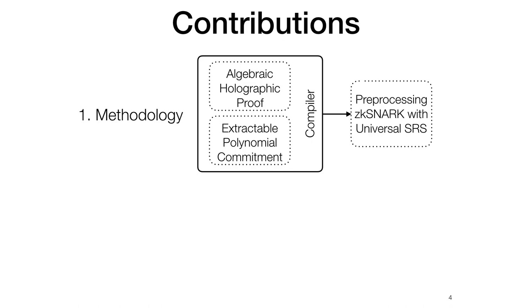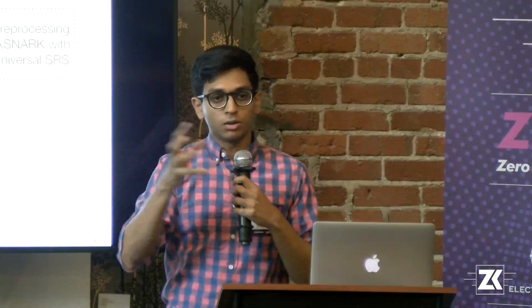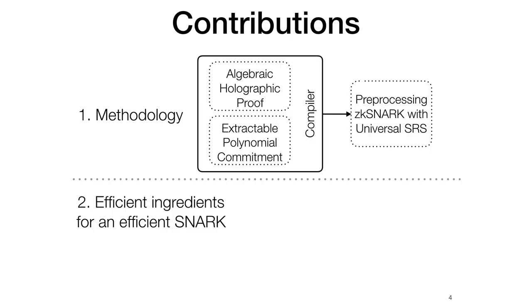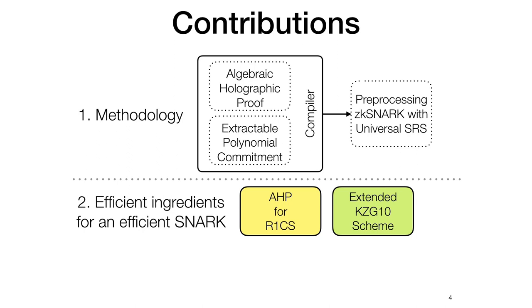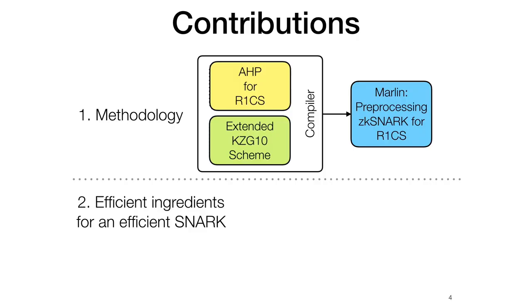If you look at all the exciting works that have come out over the past year, such as Sonic, Plonk, Marlin, Supersonic, their core contribution is really in optimizing one of these two components. You'll hear about these optimized components later today. Our compiler is exciting, but it's not so useful if you don't have ingredients to plug in. So we also construct some of these sufficient ingredients in Marlin. The first thing that we construct is an AHP for R1CS. We also extend the KZG10 polynomial commitment scheme, which is used, for example, in Sonic, to fit the requirements of our compiler. When you plug these into the compiler, what you end up with is Marlin, which is a preprocessing zkSNARK for R1CS, which has universal setup.